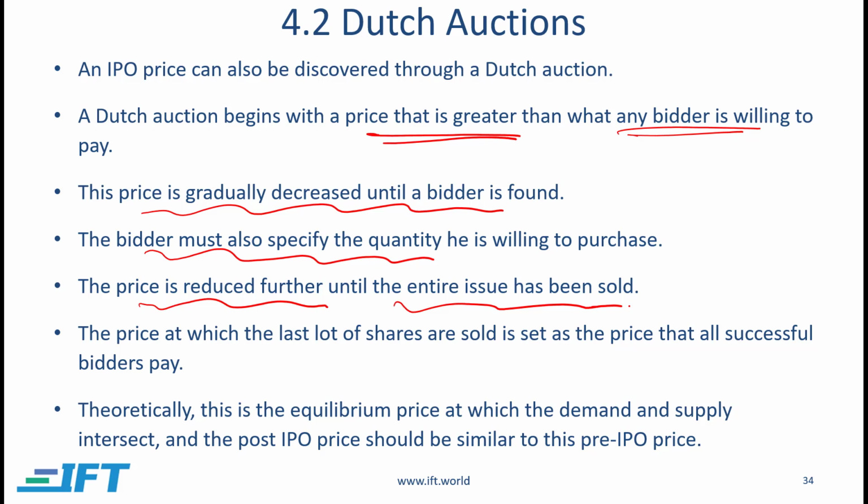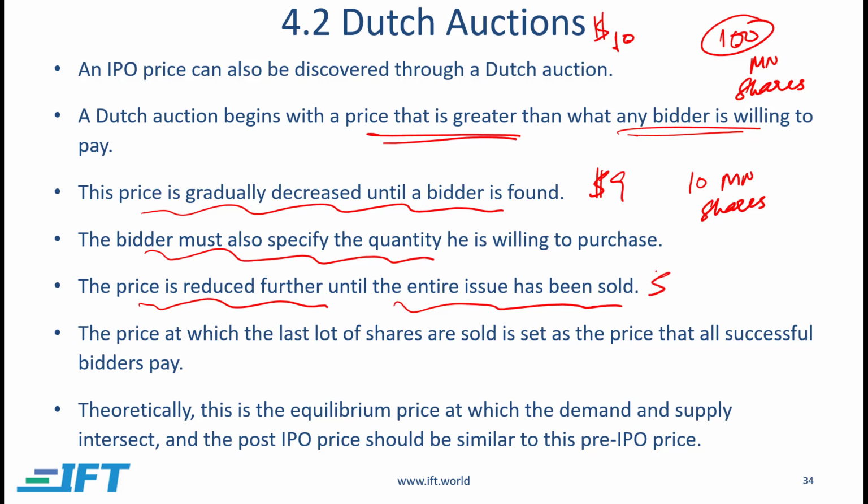So let's say you're coming up with 100 million shares, and you need to sell them. You try to sell them at $10 a share, but nobody is willing to buy. You reduce to, let's say, $9 a share, and you get a buyer for 10 million shares, but you still need to sell 90 million more, right? Because the total offer is for 100 million, and then you reduce the price to, let's say, 8, and here the whole market clears, which means all the 100 million shares are bought.